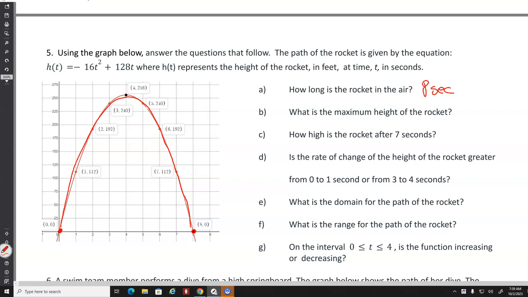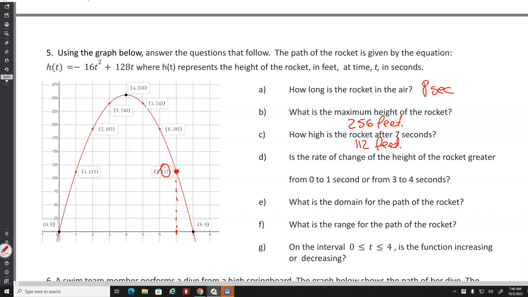All right. Now the next question is, what is the maximum height of the rocket? So again, of course, we're going to look at our maximum right here. We talk about feet, okay? So that's our y value. So 256 feet. Okay. How high is the rocket after 7 seconds? So again, we're going to find 7 seconds, find our point right here, and use our y value again. It's 112 feet.